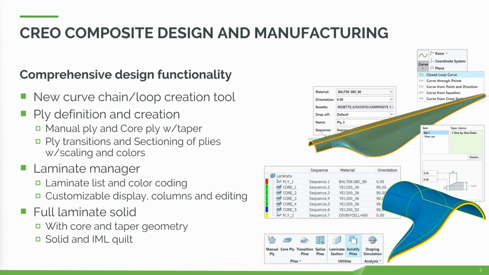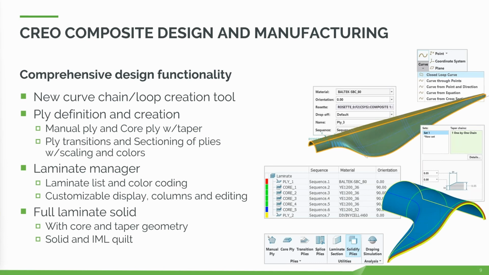Once we've got that geometry defined, now we can get into the creation of our plies, defining and creating them. We've got manual plies or core plies with that taper, which are generally much thicker. We have lots of options in terms of visualization of those, so we can define all of our different transitions. We can look at a cross section through our ply model with the ability to scale that up to see what it's actually going to look like, because obviously we are dealing with usually very thin sections of material. So scaling helps us better see what we're working with.